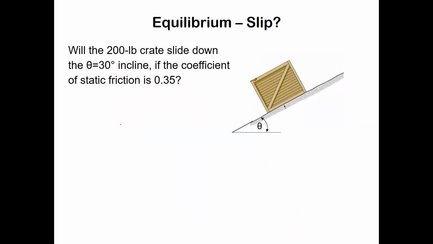Here we are, the first problem. We've got a crate, 200 pounds, 30-degree angle. Is it going to slip or is it going to stay stationary? So when you're given a problem like this, you start with the free body diagram as always. The weight of this thing is 200 pounds, so you've got a 200-pound force of gravity pushing down on it, say, assuming it's at the middle of the body, right?